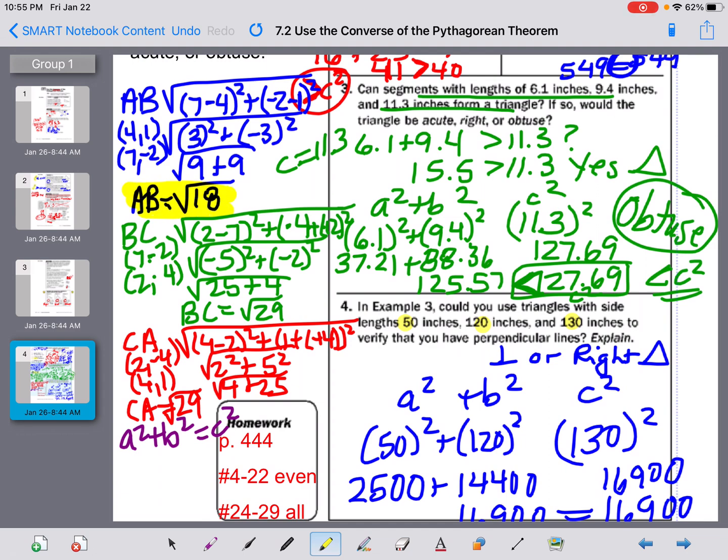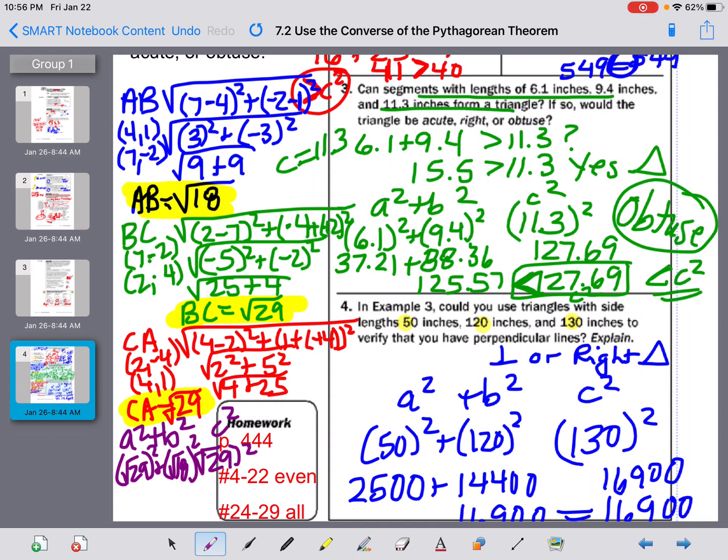AB is a square root of 18, BC is a square root of 29, CA is a square root of 29. They're all in square root form, so we know when we get the decimals, the decimal that's biggest will come from the biggest square root. I have two that match, which means that one of them needs to be my C, okay? So I'm going to plug square root of 29 in for my C. I'm going to plug in the square root of 29 for my A and the square root of 18 for my B. Okay, this is what's beautiful about what we just did.